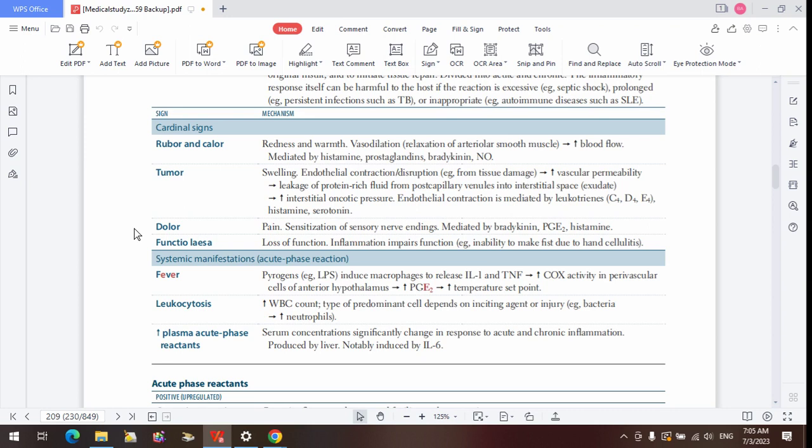Histamine and bradykinin are involved in almost all the cardinal signs. We must remember that first. Histamine and bradykinin. Once you mention them, you cannot be wrong. Histamine is just preformed. Bradykinin needs to be synthesized.